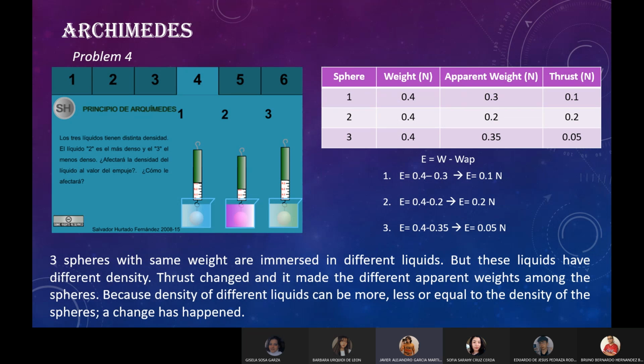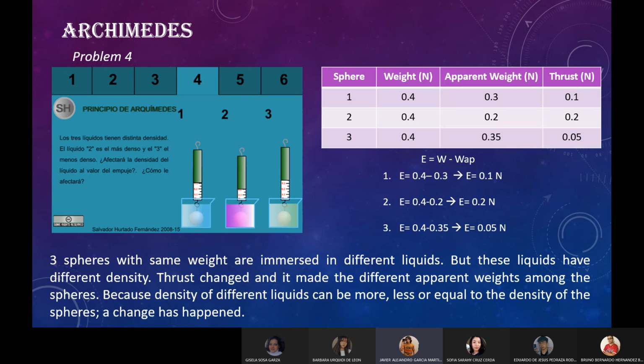I am Javier Garcia, and I'm going to talk about Archimedes and problem 4. In this problem, we have three spheres in liquids with the same density. The first sphere weighs 0.4 newtons, and the apparent weight is 0.3. The second sphere weighs 0.4 and the apparent weight is 0.2, and the third sphere weighs 0.4 and the apparent weight is 0.35.